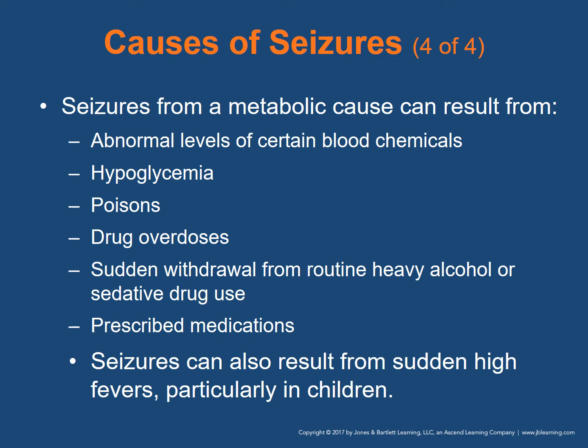There's metabolic causes or things that we have to prevent through good medical treatment, through taking our medications as we're supposed to, and also through not taking things that we shouldn't. At a certain point, overdosing can cause seizures, but so can just taking a drug that throws off the chemical balance of the brain.